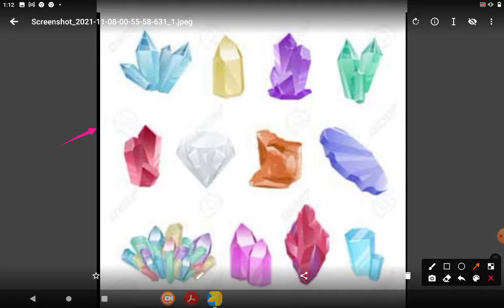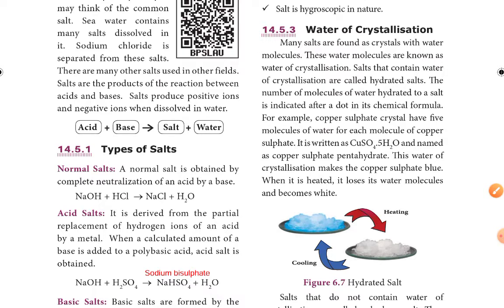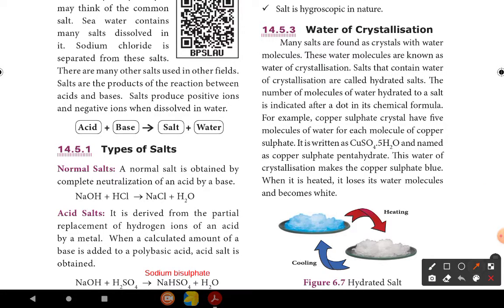Okay, so do you understand, children? Let's go on now. So this is what is called water of crystallization. So salts that contain water of crystallization are called hydrated salts. That's a special name, hydrated. Hydra means water. When there is presence of water, then it is called hydrated salts.